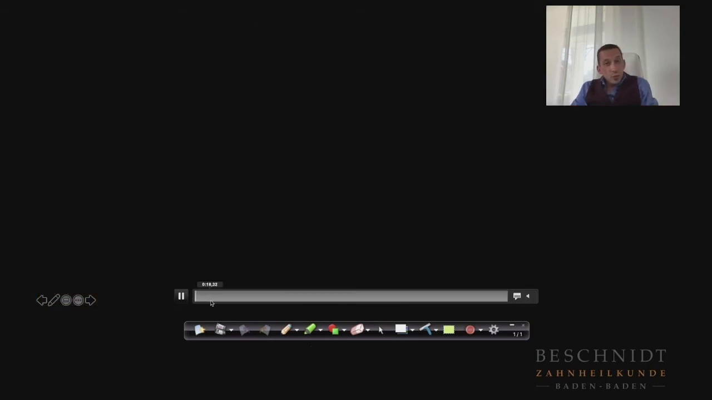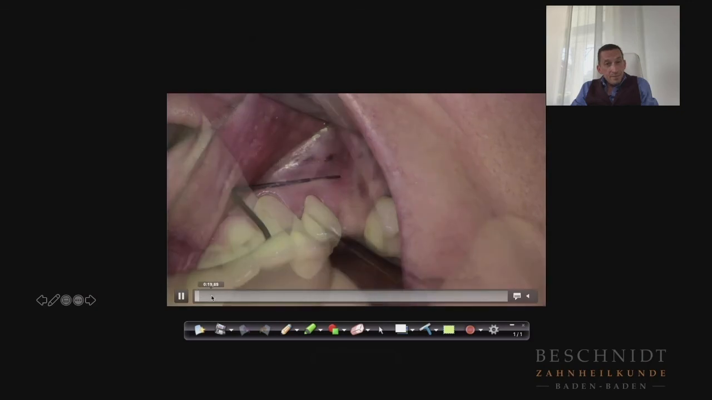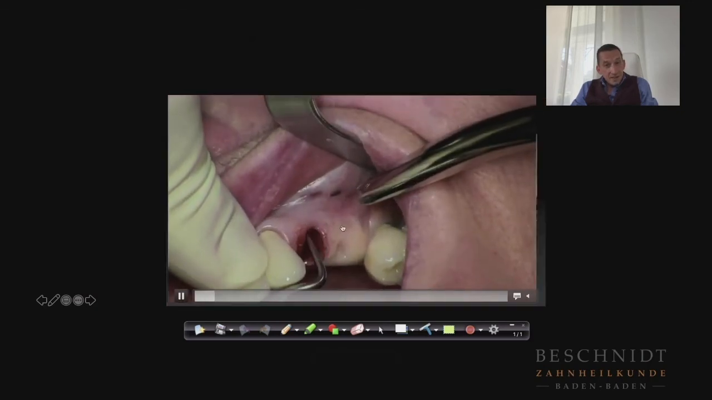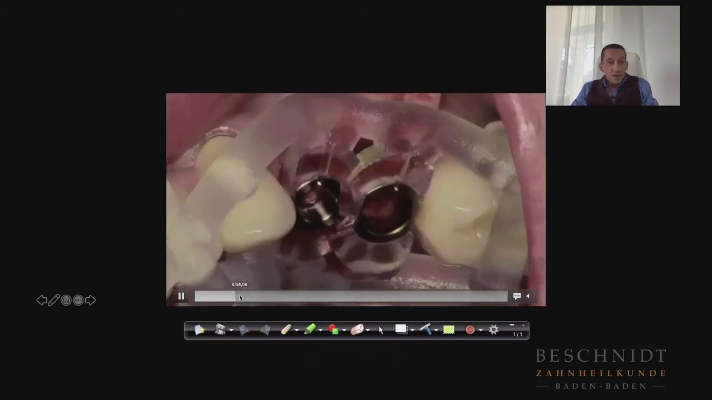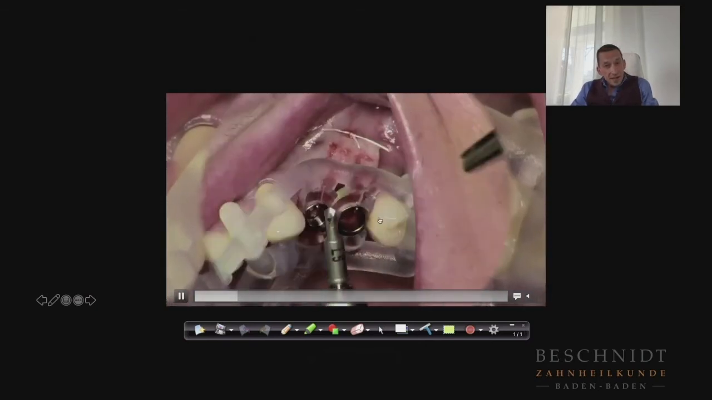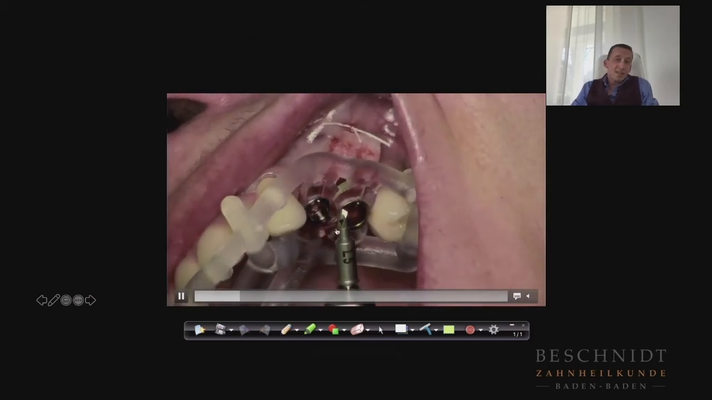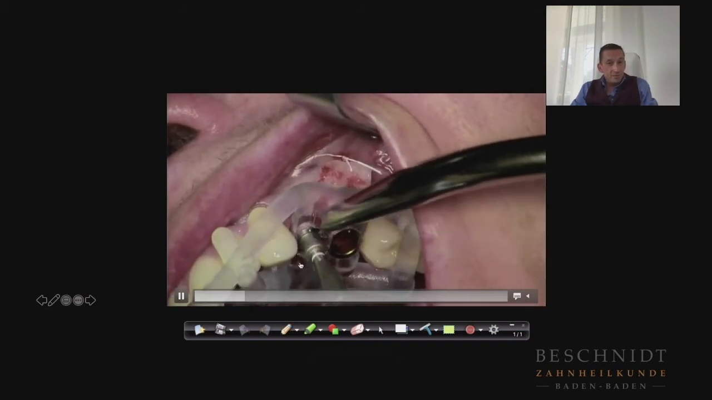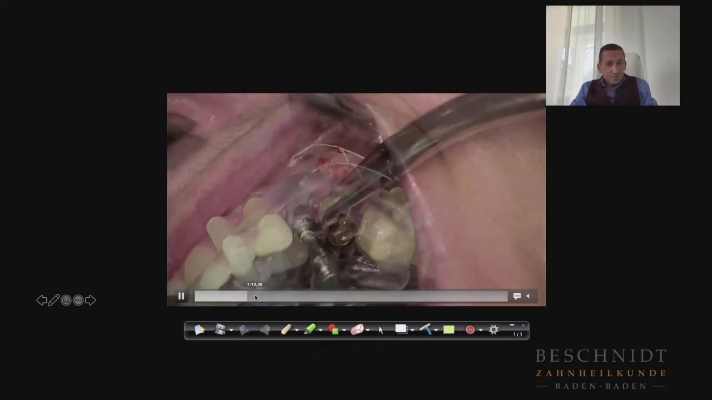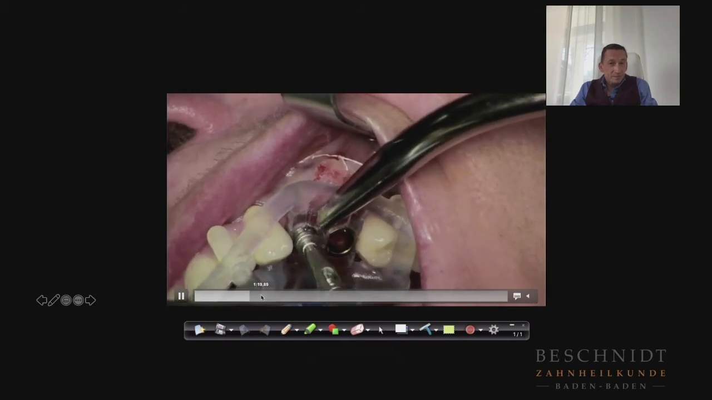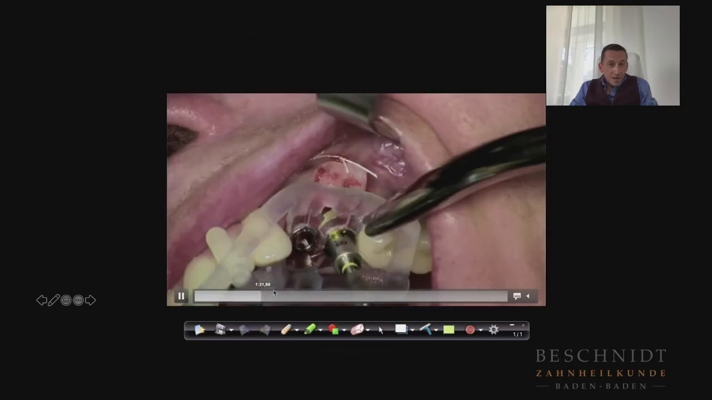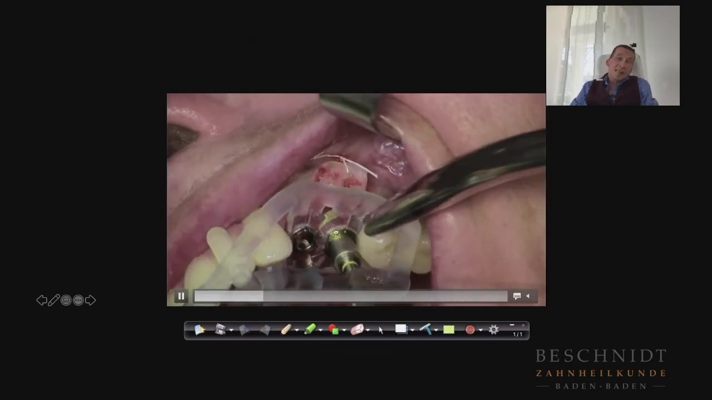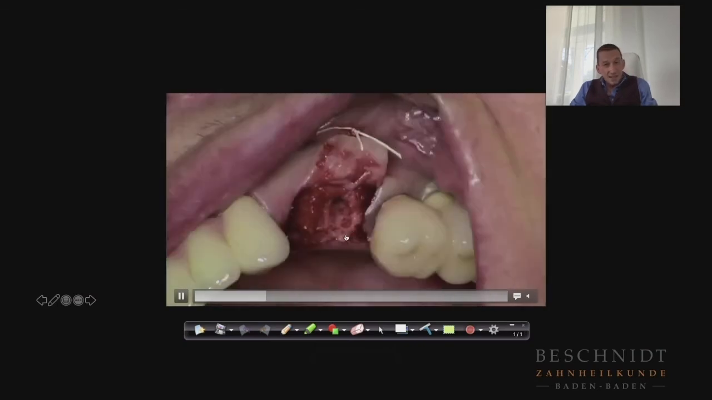On the surgical approach, we now raise a flap after extracting the first premolar. Now we place the drilling guide. And we started with the immediate implant of the first premolar. And then we drilled up to the sinus with a drilling guide for the second premolar.